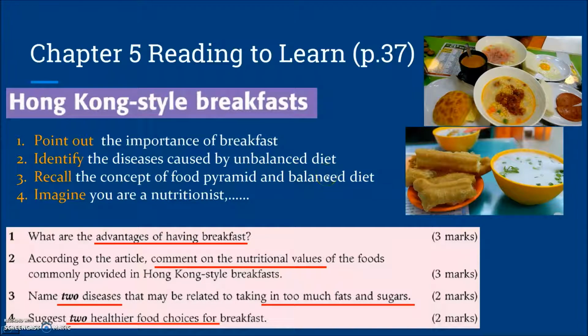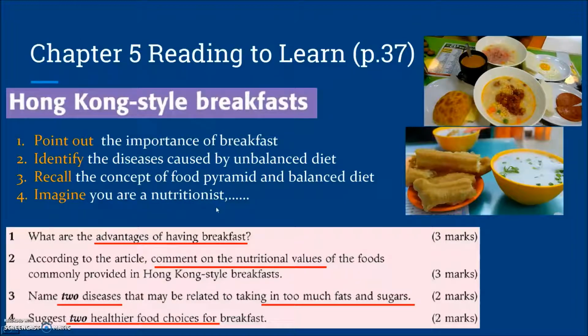Because for the number 3 and number 4 question, you should know that after mentioning the nutritional value, we know that if we intake too much fat and too much sugar, we shall suffer from diseases. And the third and fourth one is that imagine you are a nutritionist.